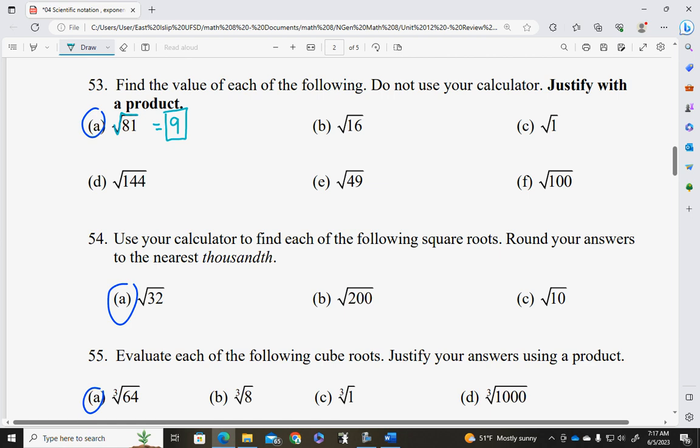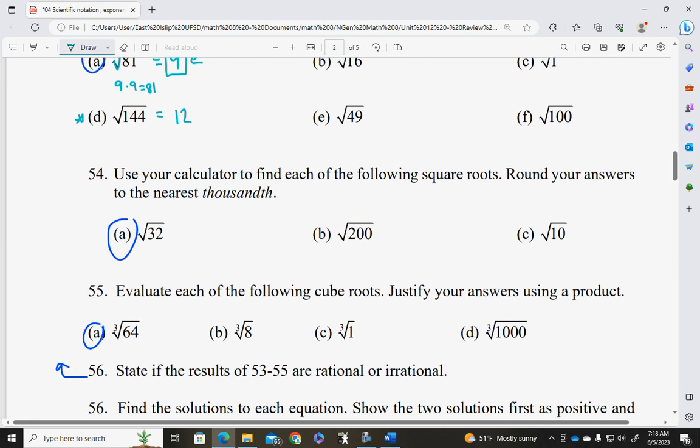I don't say it's 9 squared. I say it's 9. I can prove that the answer is 9 by saying that 9 times 9 is 81. But remember, I'm looking for the one number that if I squared it, gives me the 81. So the final answer is 9. If I were to do D, what number times itself is 144? It's 12.